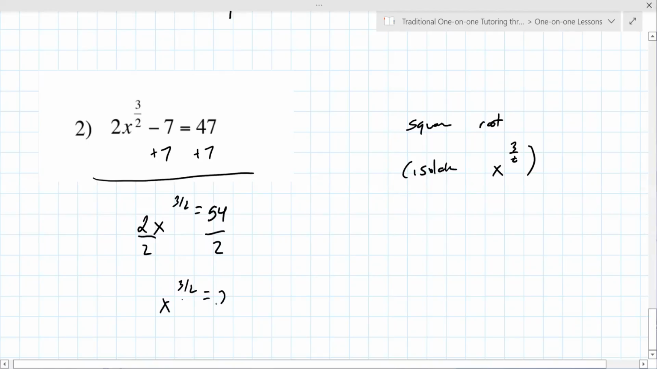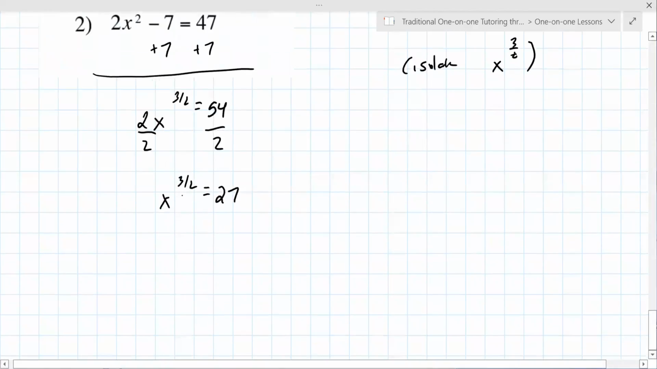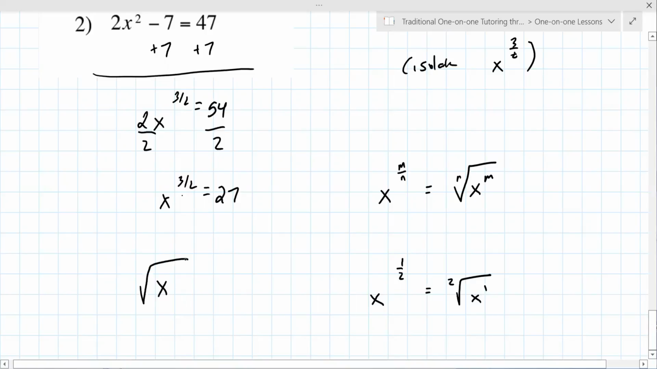So x to the 3/2 equals 27. And this is where you have to remember some formulas. I don't like this formula. I actually prefer to remember that x to the 1/2 is the square root of x, but that helps me write out the formula, because it's the nth root of x to the m. Why am I doing that? Because you do want to rewrite this one. You don't just want to raise it to the 2/3 power. That'll be problematic later on. So the 2 means it's the square root. It's the square root of x cubed.